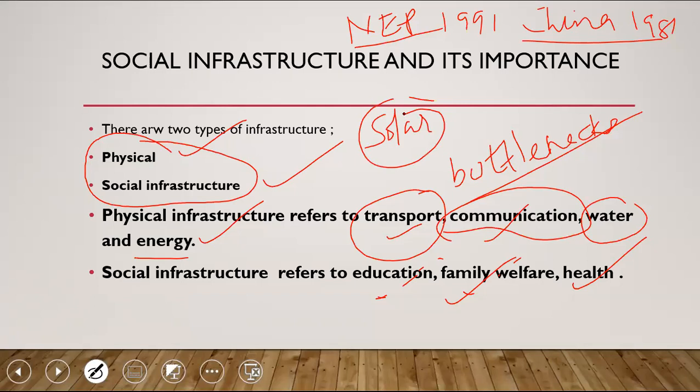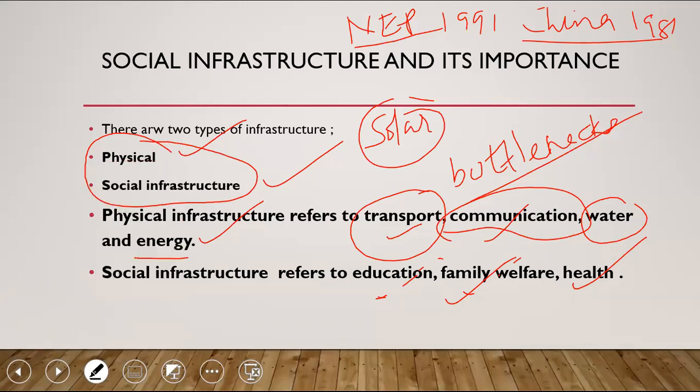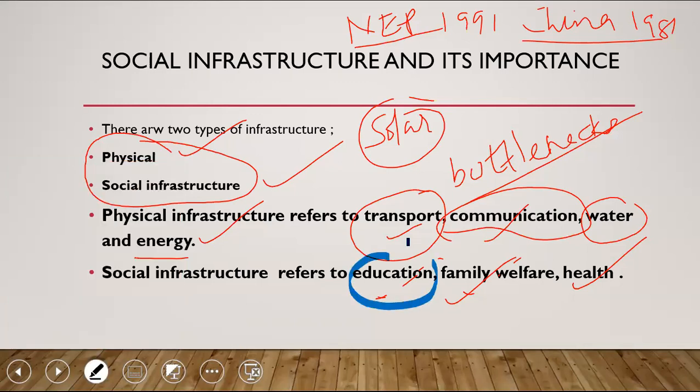Now, social infrastructure is totally different. Please remember that. In social infrastructure, what all things are coming? We are talking about education, family welfare, health. Remember, these three are the pillars of economic development.